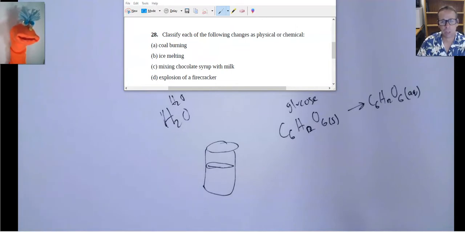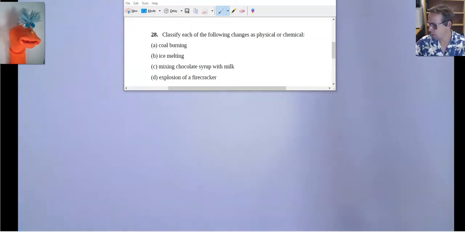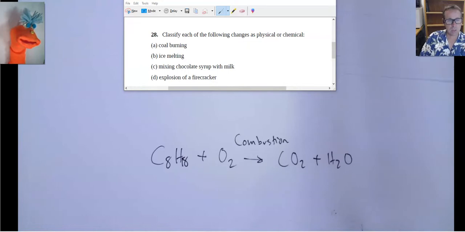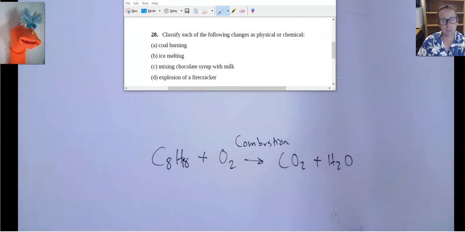How about coal burning? Coal burning, we said burning, that's an example of combining something with oxygen, right? That's right. It's called combustion, and it's very similar to what we drew. Where did we write it? Right here, right? Combustion. Instead of C8H18, it's going to have different numbers here. 8 and 18 are going to be different, but it's still the same process.